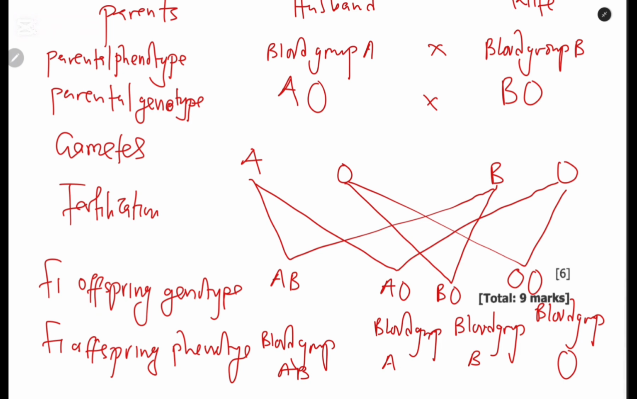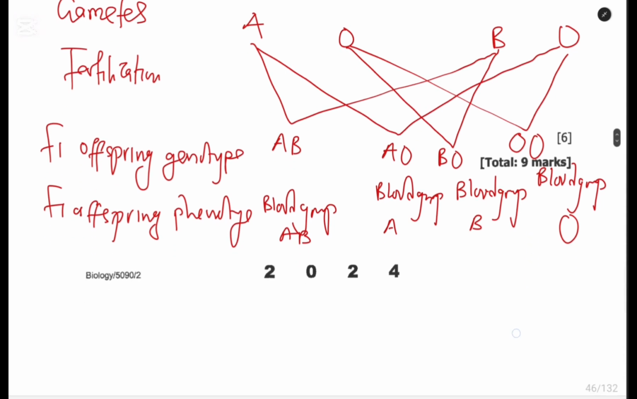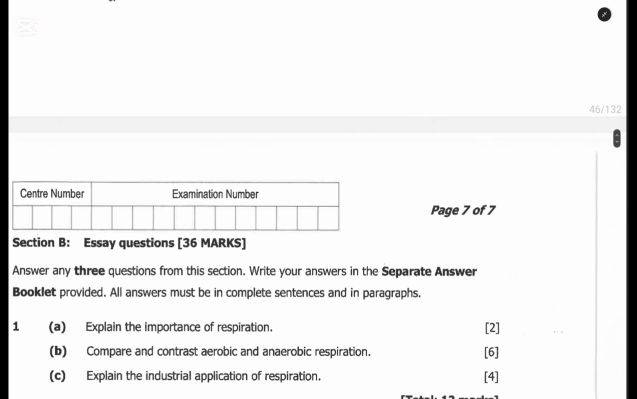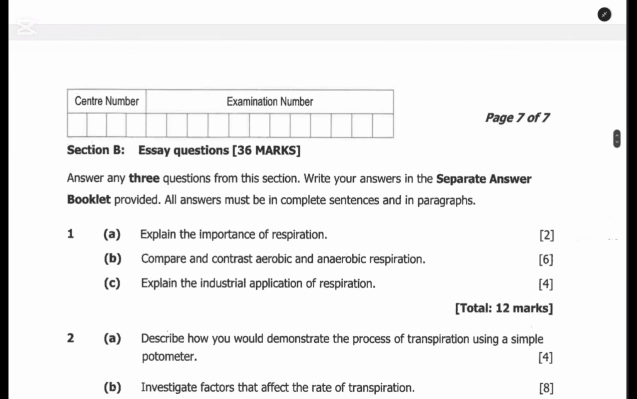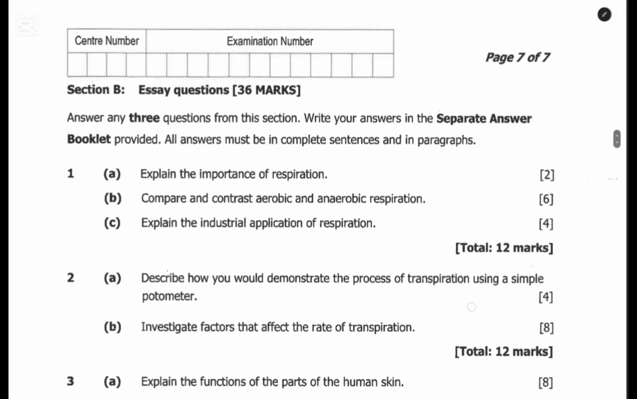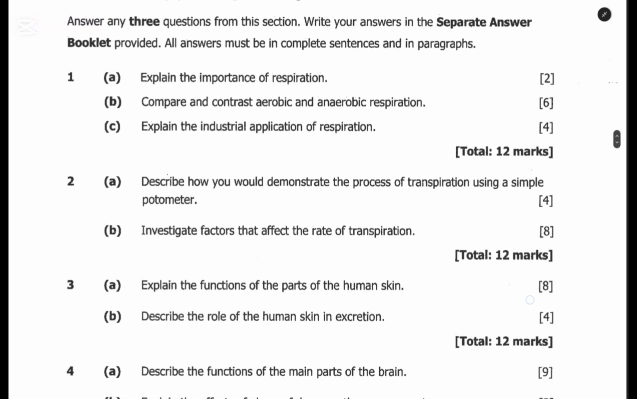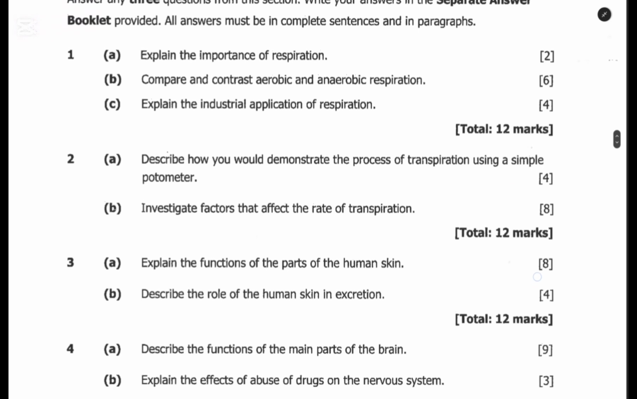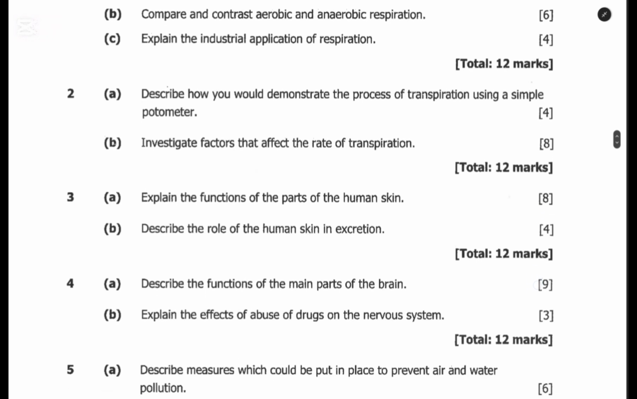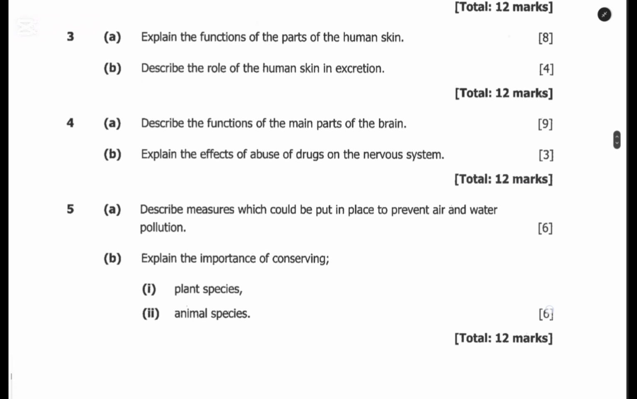Okay. All right. We've come to the end of the lesson. So please, for section B, it is coming. Let me just show you the questions. All the questions, we are going to answer them. Section B is where you answer 3 questions out of the 5 given, and this section is 36 marks. So these are the questions that came. You might want to go through them and try them before we even have another session.